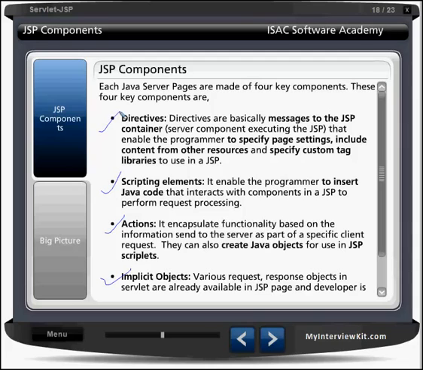In directive also, there are different directives we are having, like page, include, tag lib, custom tag. Scripting element: here also we are having expression, scriptlet and declaration. So there are three parts we are having in the scripting. It enables the programmer to write Java code.